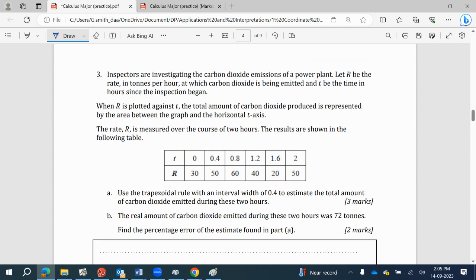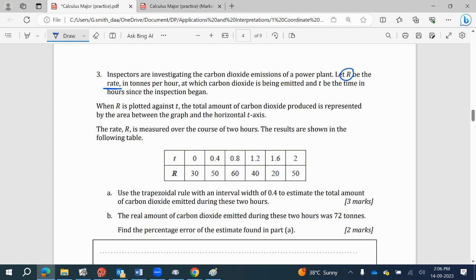Ooh, that's way too many words. Inspectors are investigating carbon dioxide emissions of a power plant. Let R be the rate, in tons per hour, at which the carbon dioxide is being emitted, and T being... So an important keyword here is that capital R is a rate.